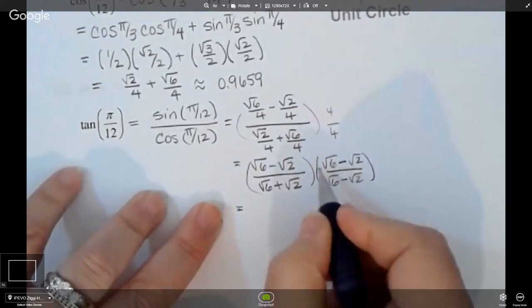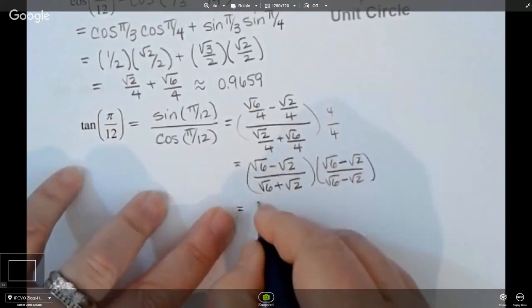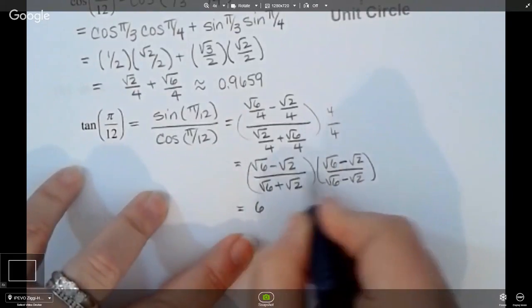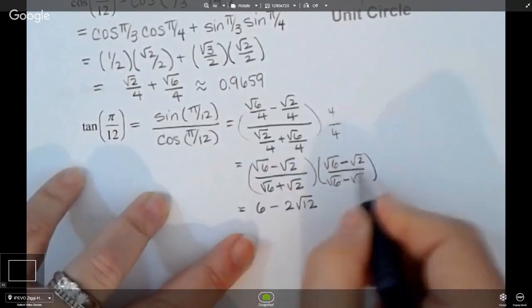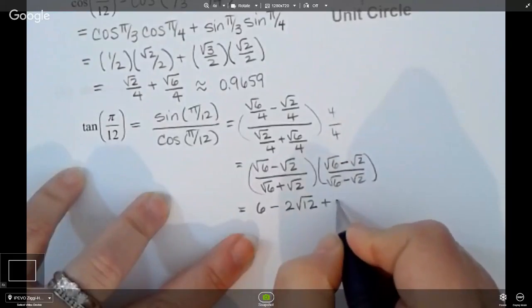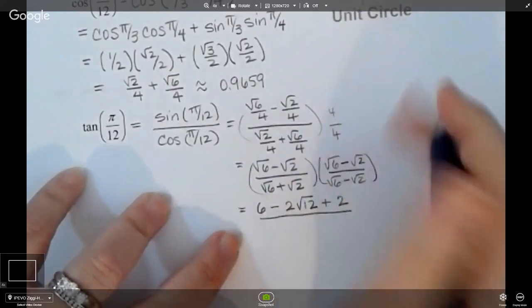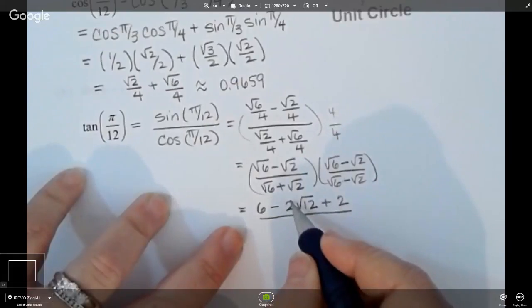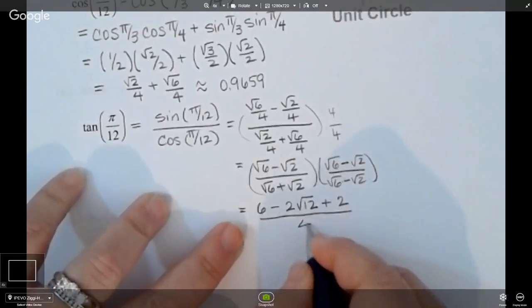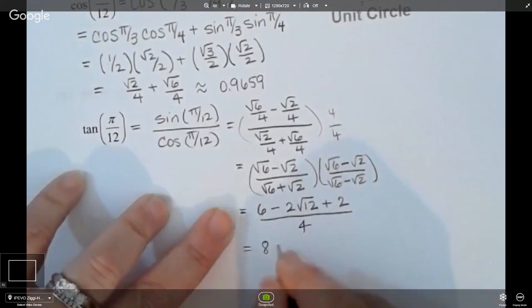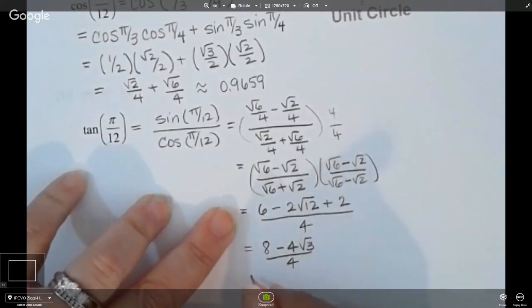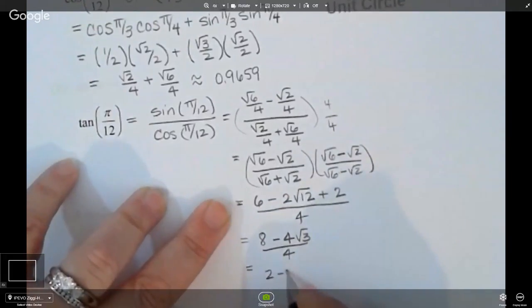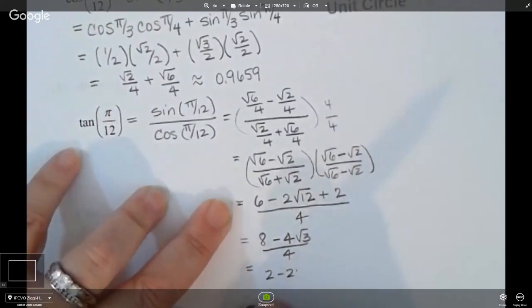All right, so this is going to be root 6 times root 6, which is 6. And then we'll have 2 times root 12 plus root 2 times root 2, which is just 2, over the bottom of the denominator is root 6 squared minus root 2 squared, which is 6 minus 2, which is 4. And then so this is going to be 8 minus 4 root 3 over 4. And then we get 2 minus root 3.